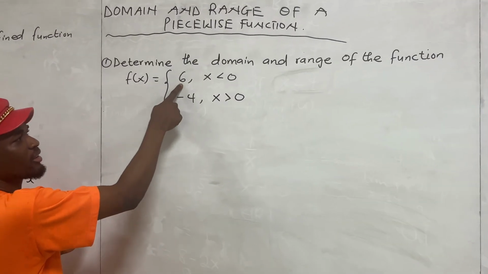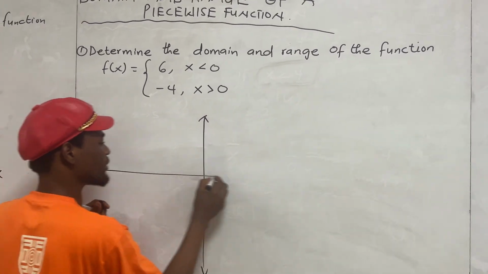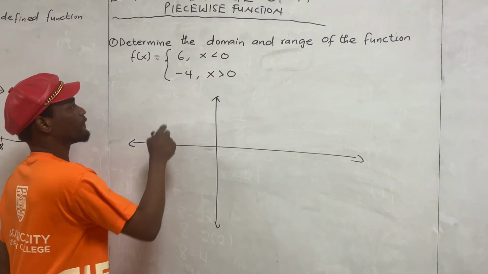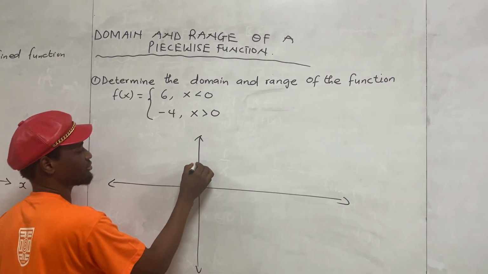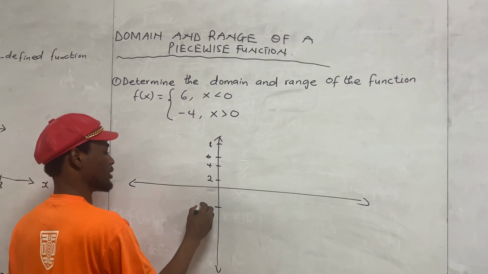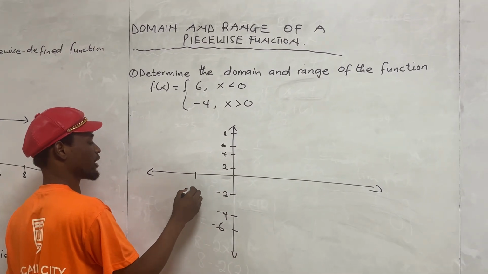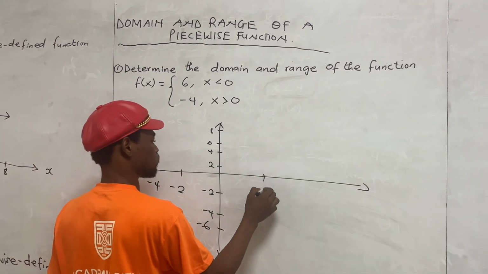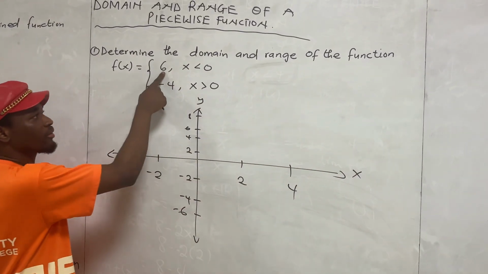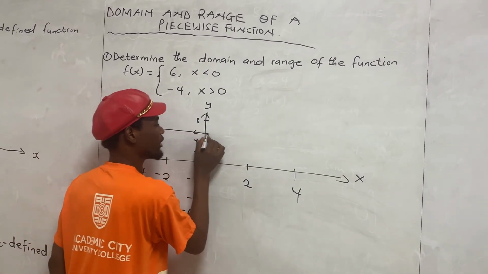We have f of x equal to 6. So if I have my Cartesian coordinate system this way, let's say I have 2, 4, 6, 8 here, and -2, -4, -6, and -2, -4, 2, 4. This is my y-axis, this is my x-axis. We have 6 here, so where can I locate 6? Here. Let me just draw my straight line.